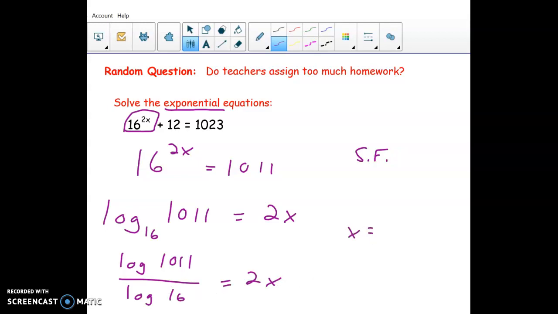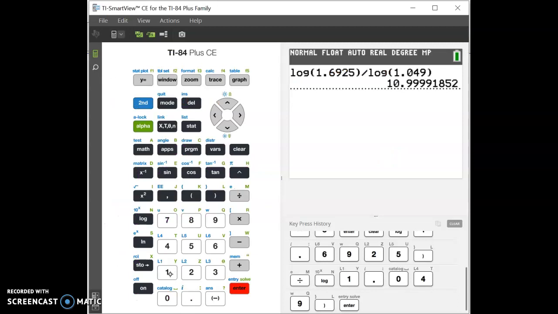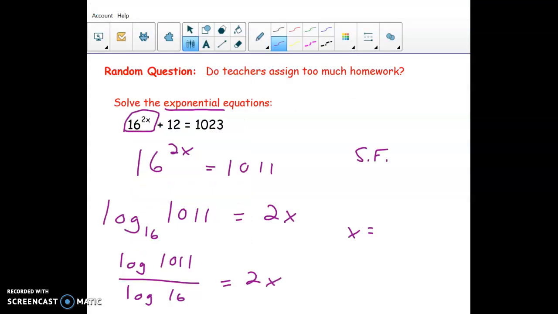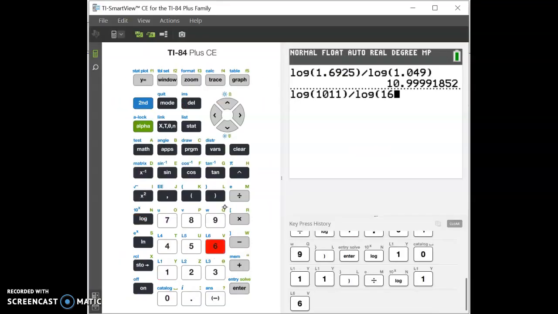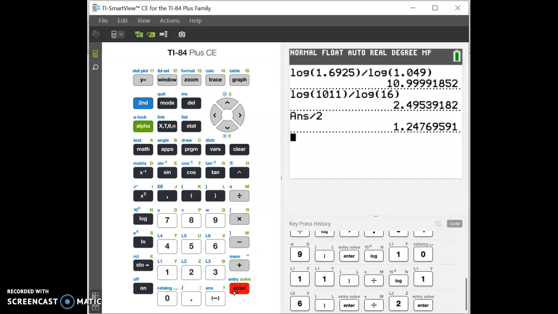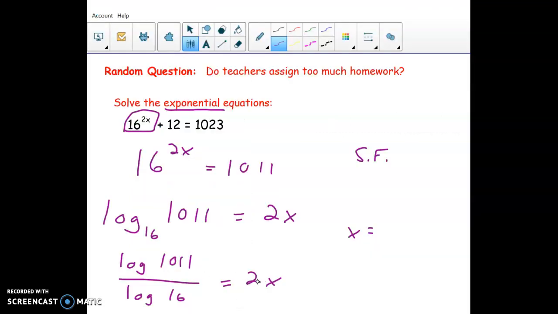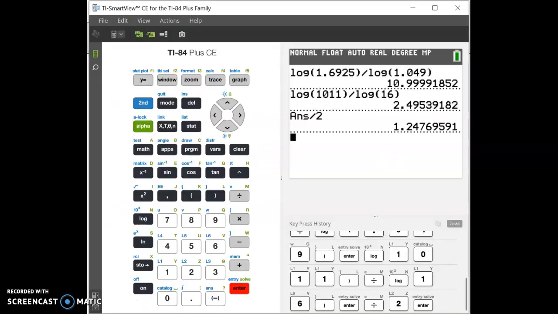Okay, so I'm going to go to my calculator now. So I'm going to do log 1011, divide by log of, I forgot the other number, 16. Okay, so that's my answer, and then I just divide that by 2. Because of this times 2 here, once I get my answer, I have to divide it by 2. So it's 1.25.